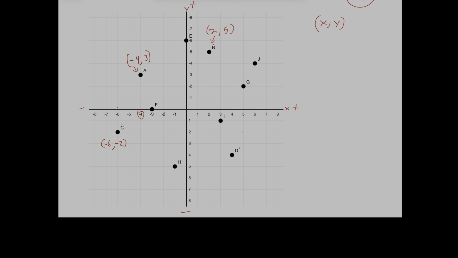Where's D? D is way over here. What is the x value? Well, the x value is a +4. And what is the y value? A -4. It's down 4.